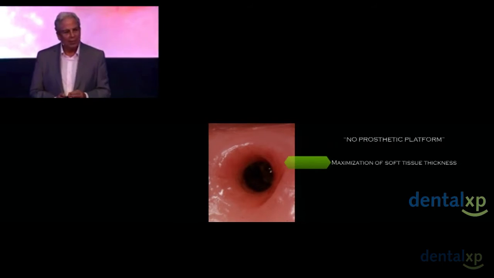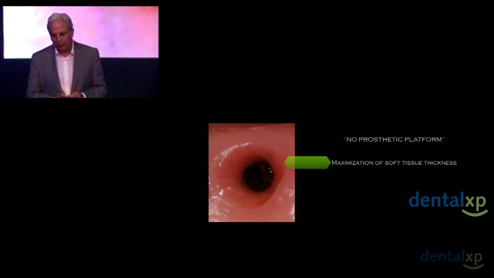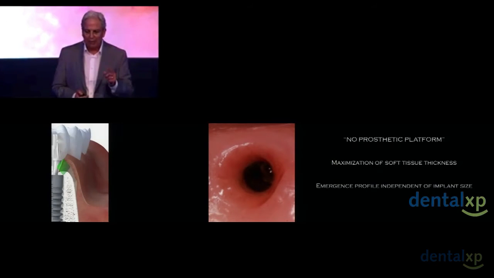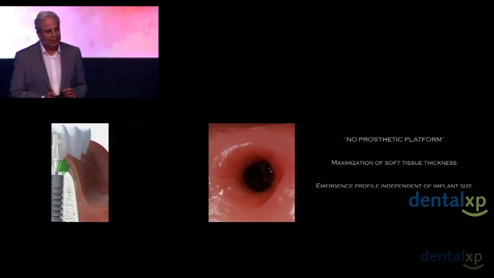The fact that there is no prosthetic platform is going to offer us 2 huge advantages. Number one, we're going to see a maximization of the soft tissue. And the other advantage is that we're going to have the emergence profile of the crown, which is going to be independent of the implant size.